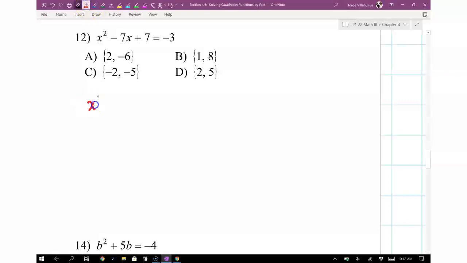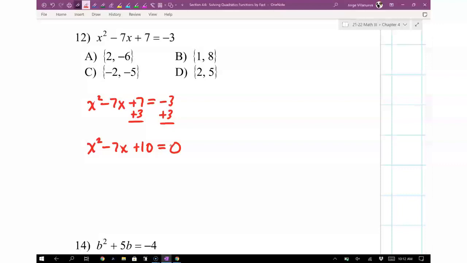So let me write this down. X squared minus 7x plus 7 equals negative 3. I'm just going to add it. So x squared minus 7x plus 10 equals 0. And that's perfect. I need it to be equal to 0. Okay, so I've done that so far.